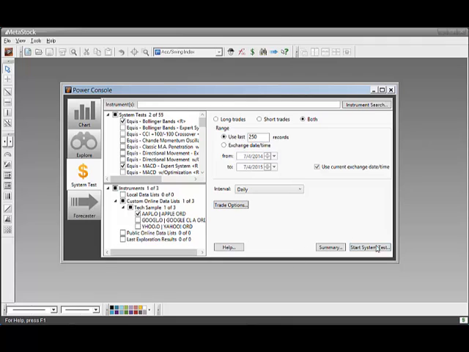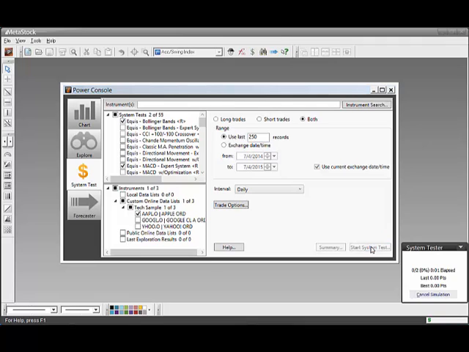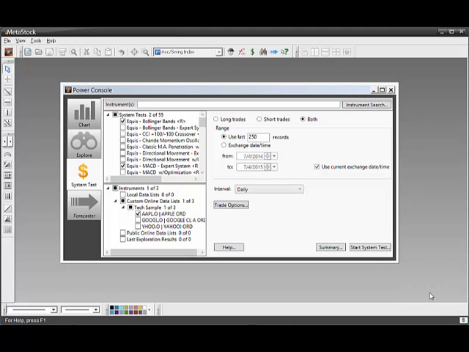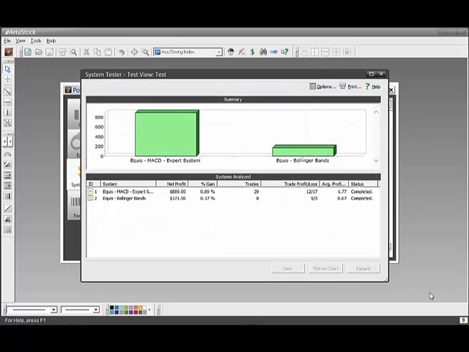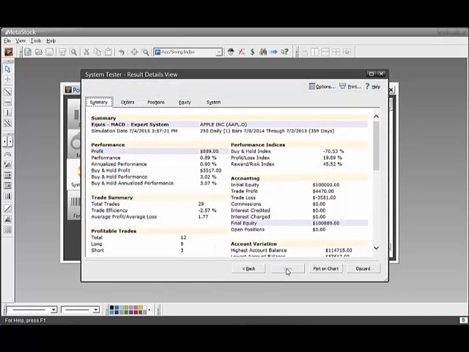Now we can go to Start System Test to have it calculate for us. The simulation is completed. Since this is a limited number of records, it calculates fairly quickly. We can go to View Results. Here we see these both generated positive returns, with the MACD generating more positive returns. We can now go here, click on it, and select View to see further details.